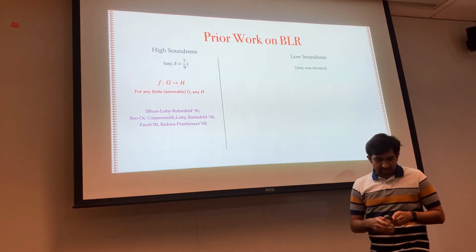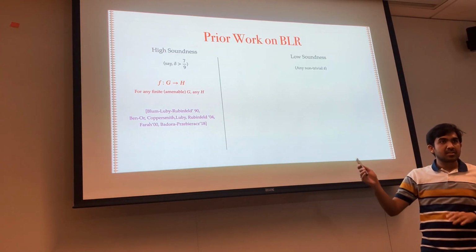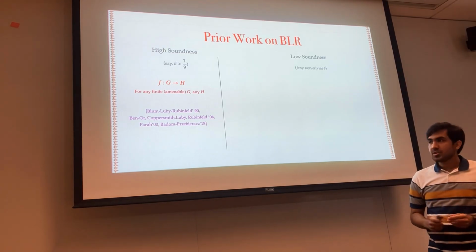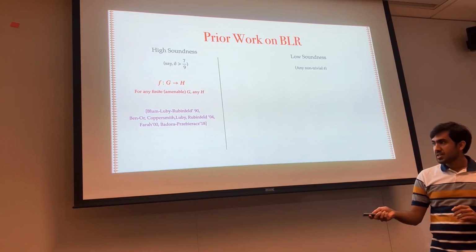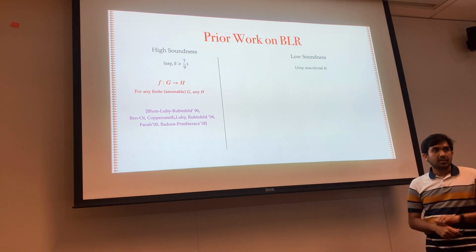But this proof is assuming that this delta is large. That's the only difference. So this construction of phi only works if delta was large. If delta was 0.01, then this is not a homomorphism. Right, sure. Okay.